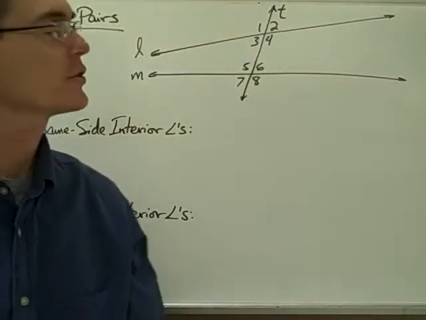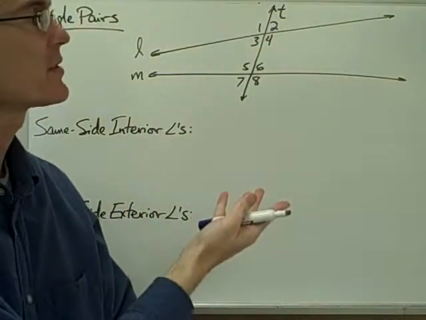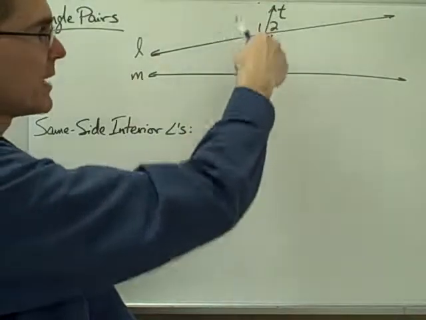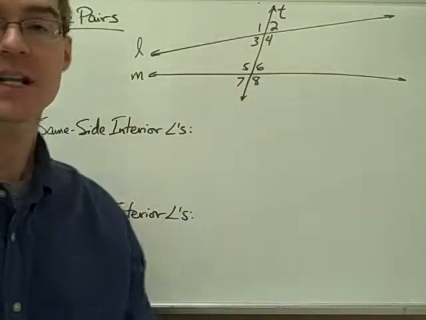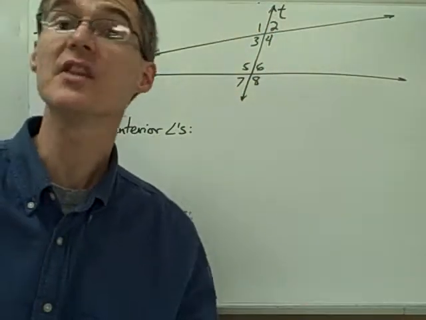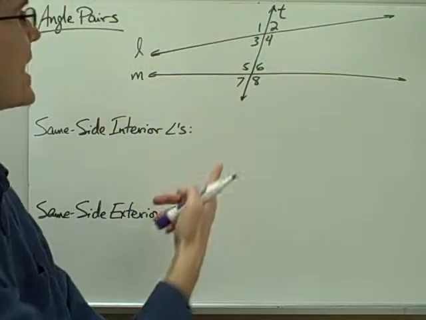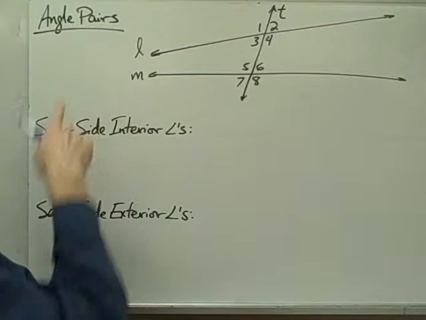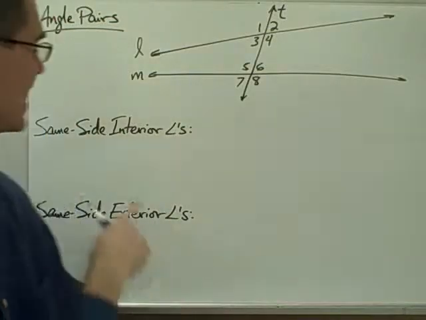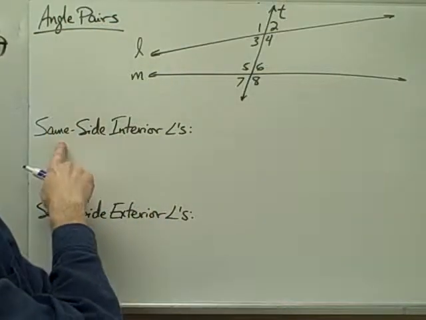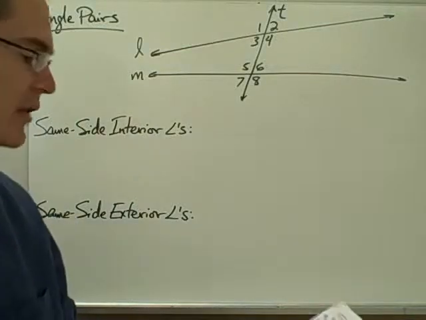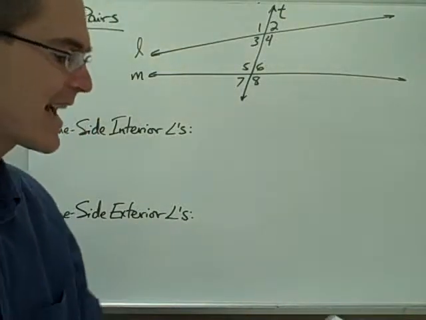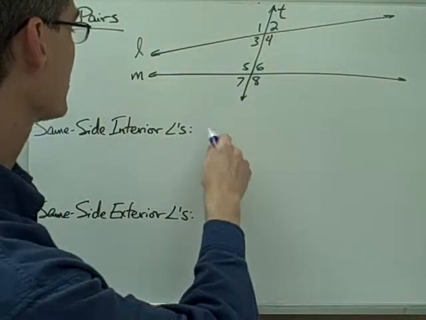Okay, angle pairs. Now you notice that on the previous board we named several angles, interior angles and exterior angles. Those were all individual angles. Well, now we're going to name some angle pairs. And in particular, these are pairs that have some very specific names. So the first pair of angles we're going to look at is called same side interior angles. And same side interior angles have three characteristics.